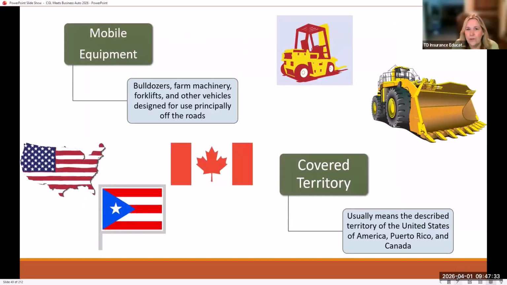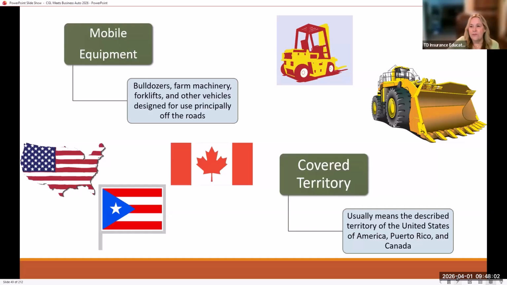Quickly, let's go over mobile equipment. Mobile equipment is going to be very important when we're comparing business auto with CGL. What is mobile equipment? There are some different types of mobile equipment you could see, like farm machinery, bulldozers, forklifts. It's basically vehicles designed for use principally off the roads. That's really the definition of mobile equipment. What is your covered territory here? Usually it means the described territory of the United States of America, Puerto Rico, and Canada.